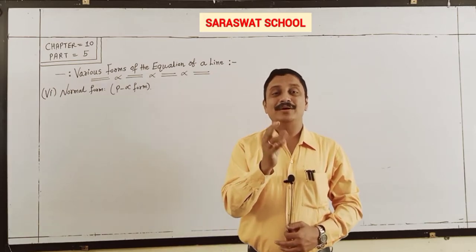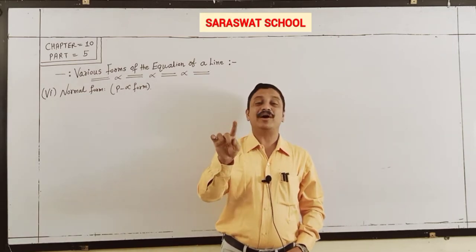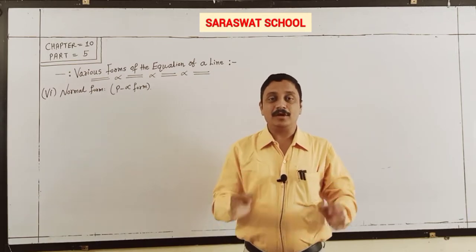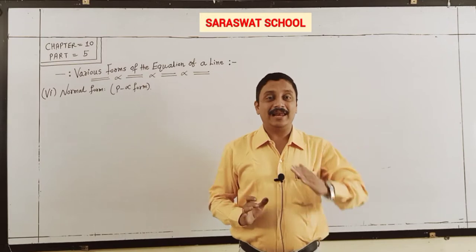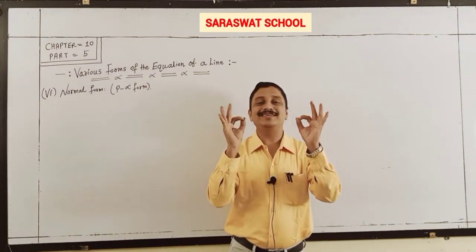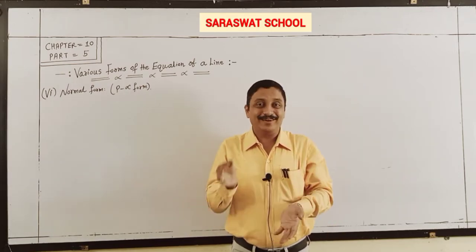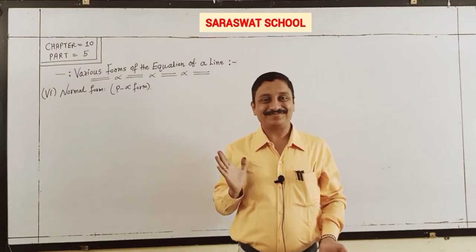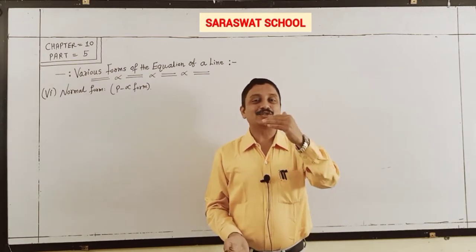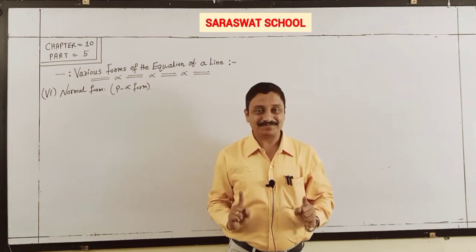Secondly, I explained point slope form, or slope point form, y minus y1 is equal to m times x minus x1. Third, two-point form, a line having two points, A(x1, y1) and B(x2, y2). Two-point form you should know by heart: y minus y1 upon x minus x1 is equal to the slope, y2 minus y1 by x2 minus x1. Fourth, I explained slope intercept form, a line having slope m and intercept c, so y is equal to mx plus c.